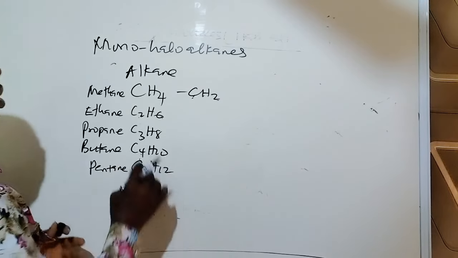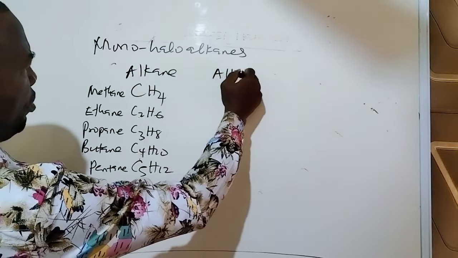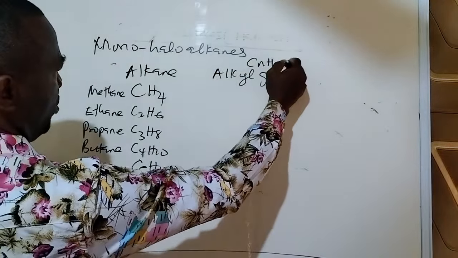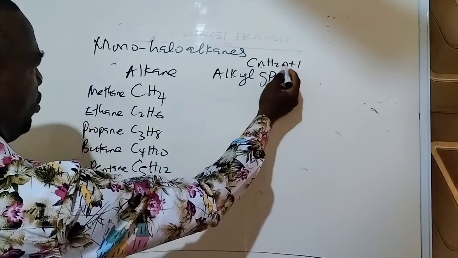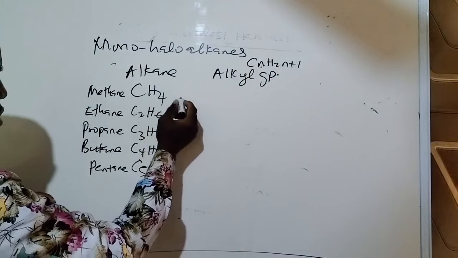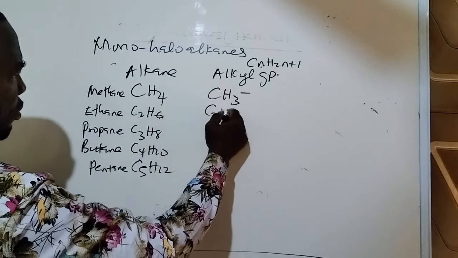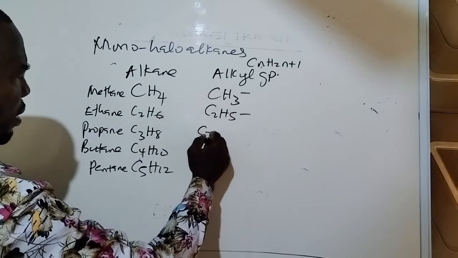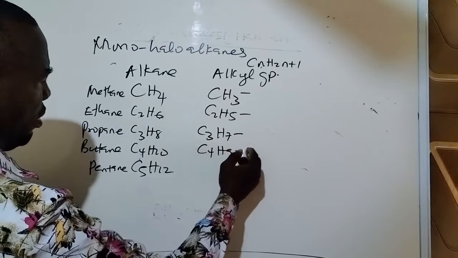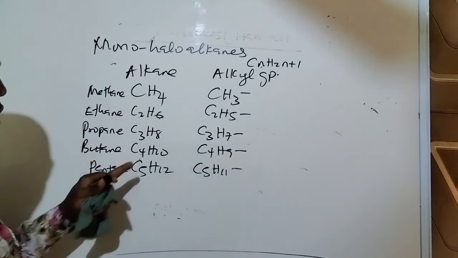Then if you want to get the alkyl group, the R group, instead of using the formula CnH2n+1, where you substitute n with 1, n with 2, and so on, you can generate them from here. Remove one hydrogen from each. One hydrogen removed, you have CH3. One hydrogen removed, you have C2H5, C3H7, C4H9, C5H11, removing one hydrogen each from each of the alkanes.